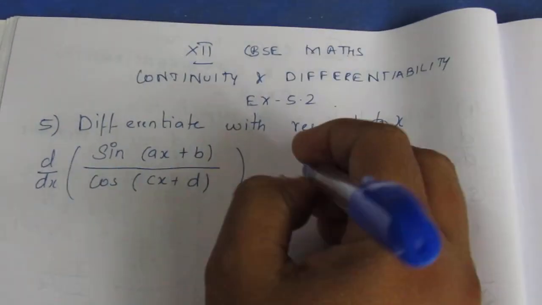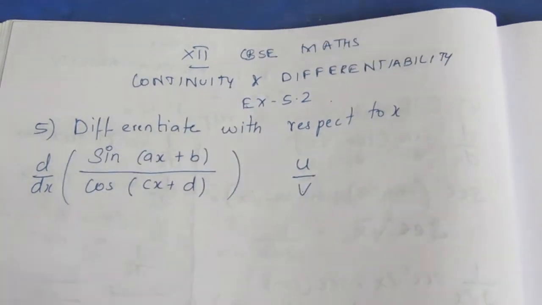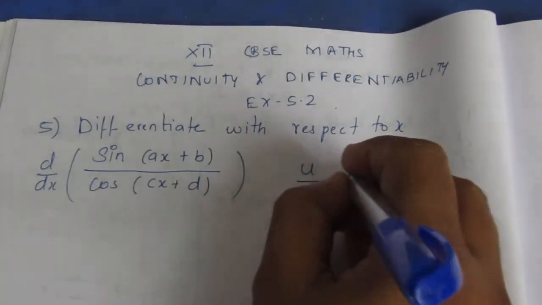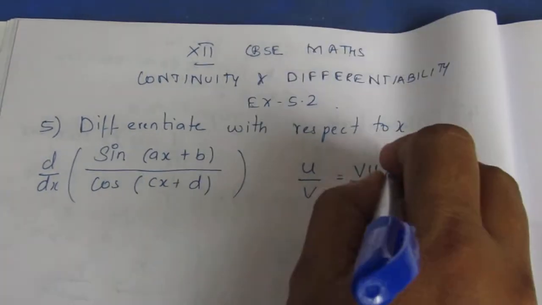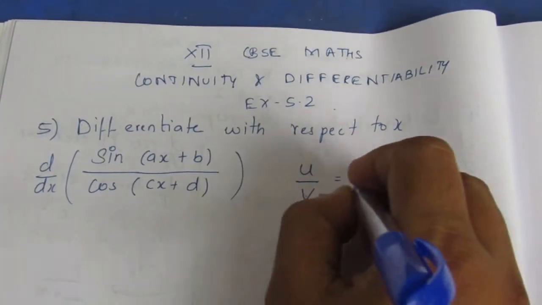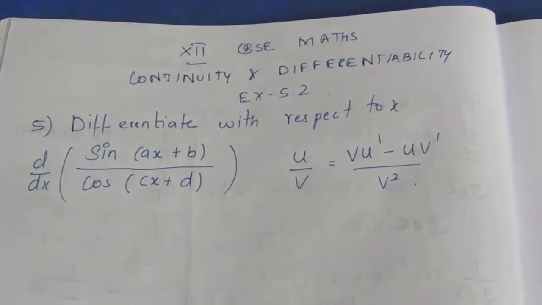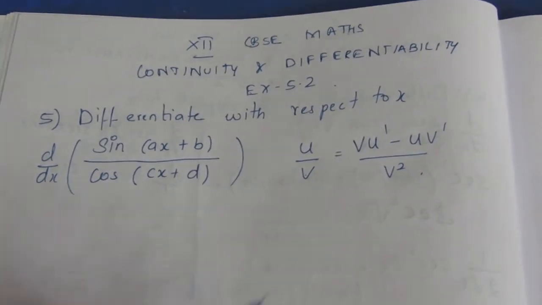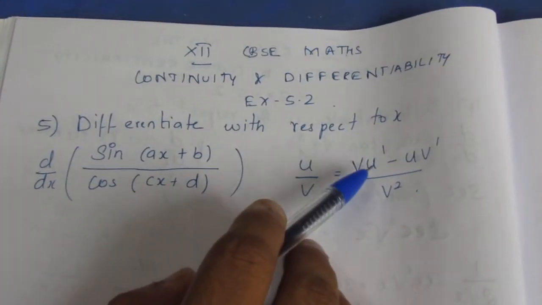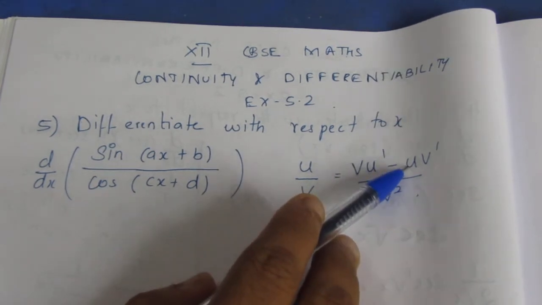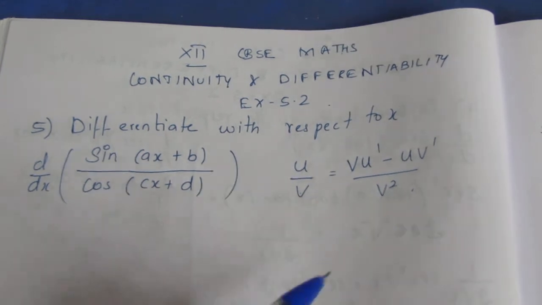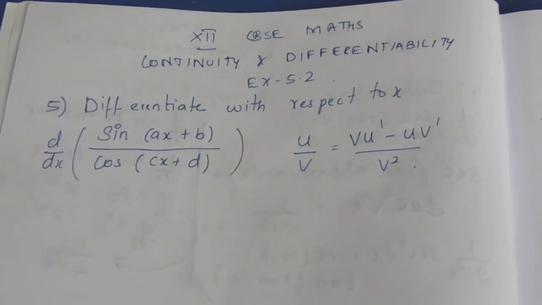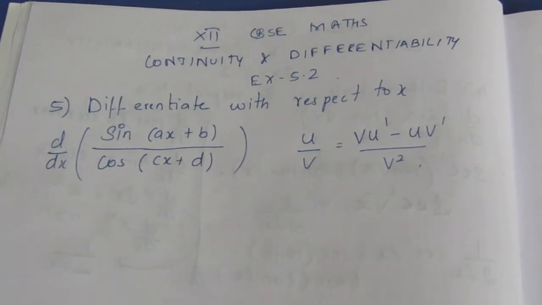So if it is in u by v form, we are going to use the quotient rule. If it's u by v, the derivative is (v times u dash minus u times v dash) by v square. This is the formula for the quotient rule. First, keep the denominator as it is, differentiate the numerator, minus keep the numerator as it is, differentiate the denominator, all divided by the denominator square. Now this will be your u, this will be your v.